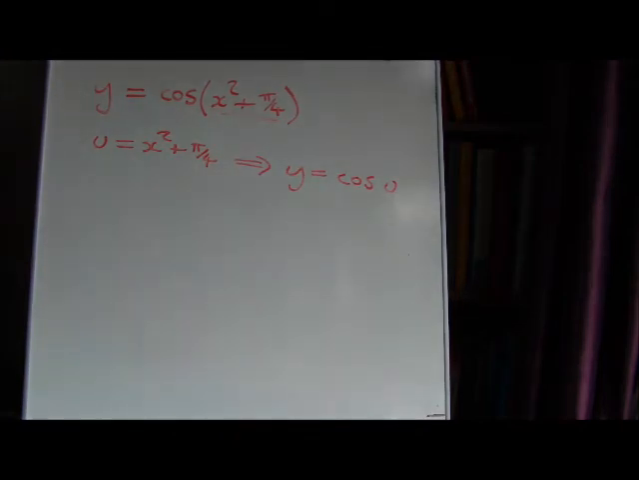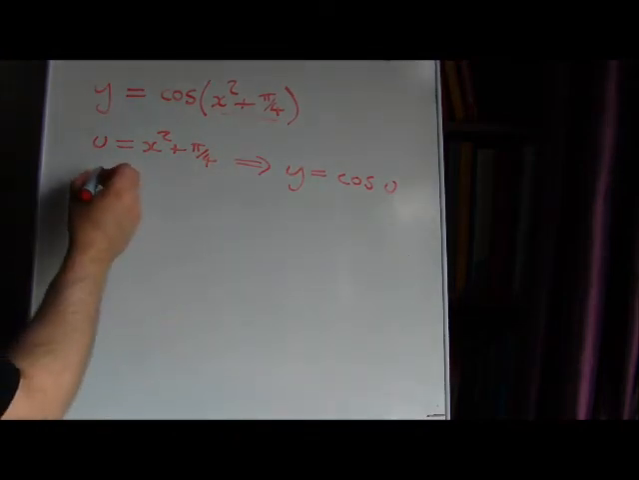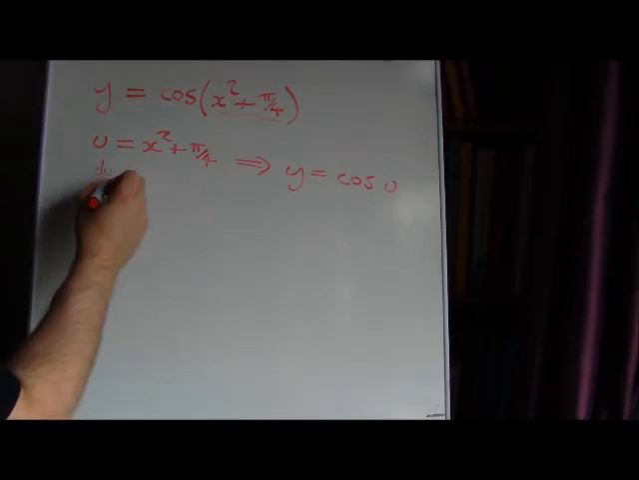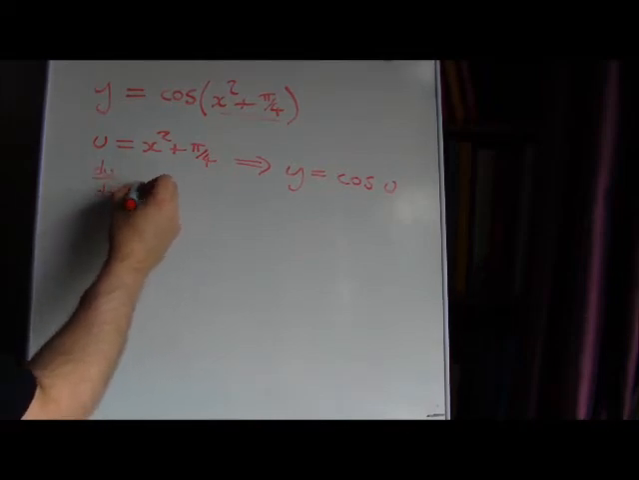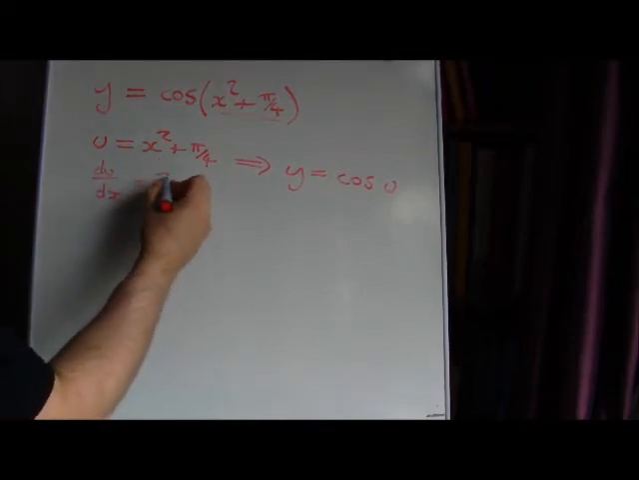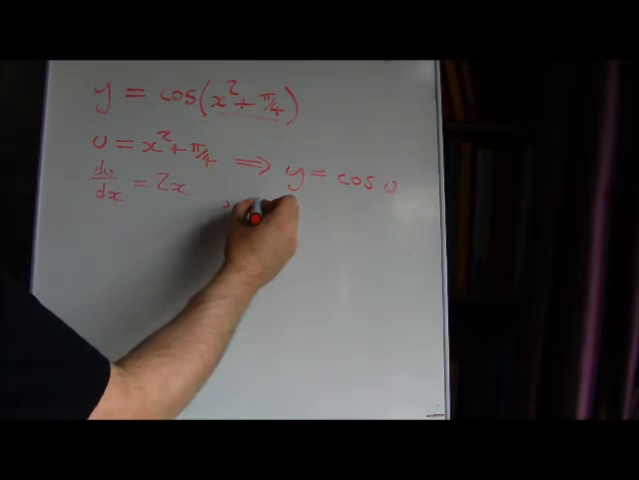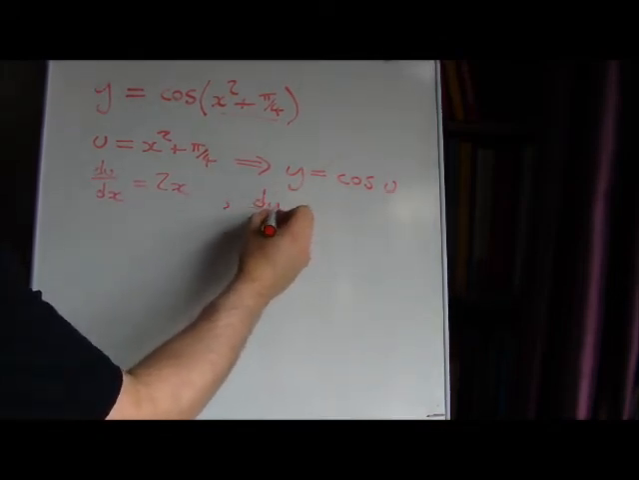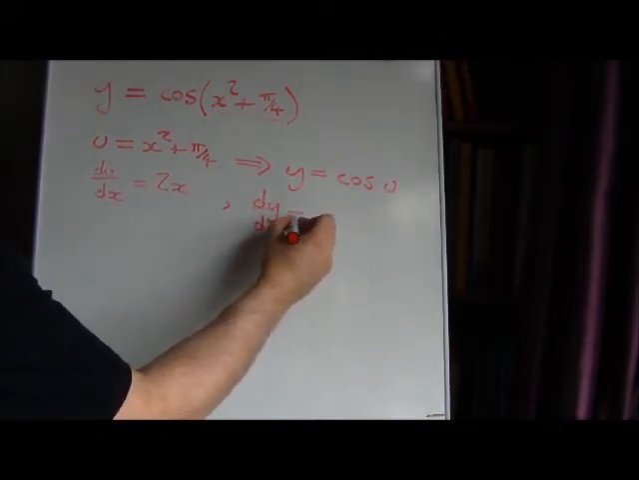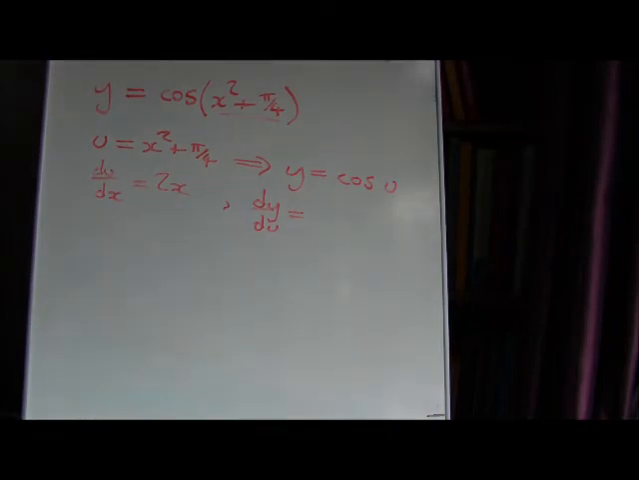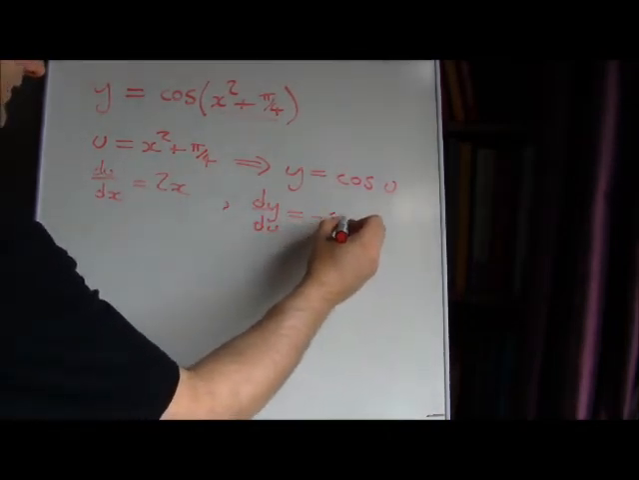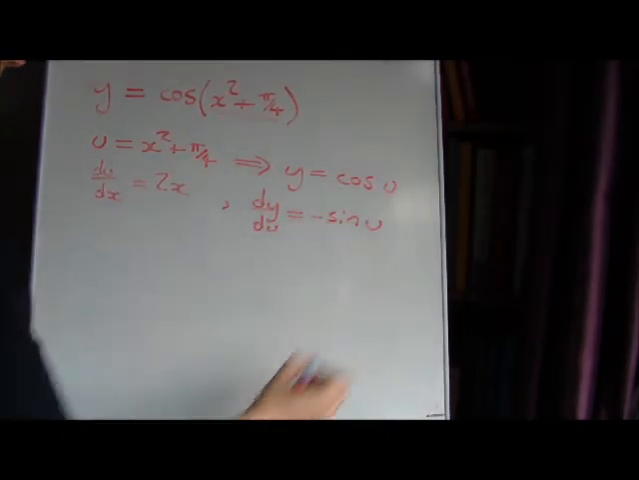So now we've got to differentiate each of these parts. So differentiating the first one with respect to x, well, differentiate that will give us 2x. Pi over 4 is just a constant, so it will disappear upon differentiation. Differentiate the second function with respect to u. The derivative of cosine is negative sine, so it's going to be negative sine u.